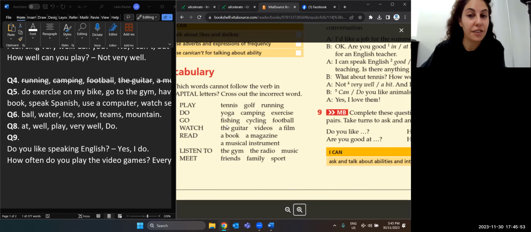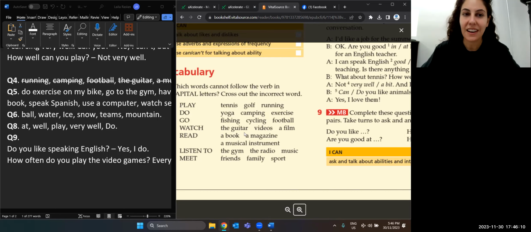Go. Do you go fishing? Yeah. Do you go cycling? Yeah. Do you go football? No, we play football. So you got to make sure to use the correct verb with the activity. So we don't go football, we play football.